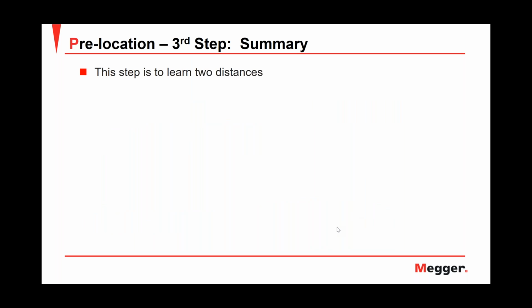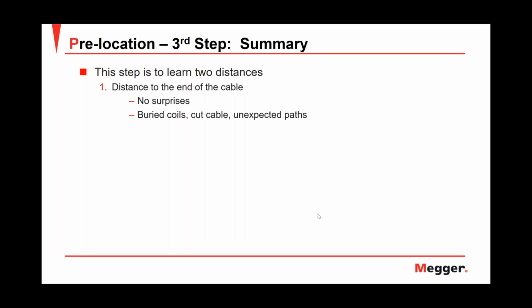Let's continue with the prelocation, just to finish with a brief summary. During the prelocation, there is a step in which I want to learn two distances. The first one is the distance to the end of the cable. I want to double check the length of my cable, so that I have no surprises like buried coils or a cut cable or unexpected paths. This is the first thing that I want to do.